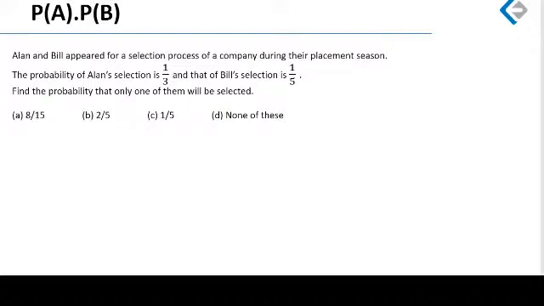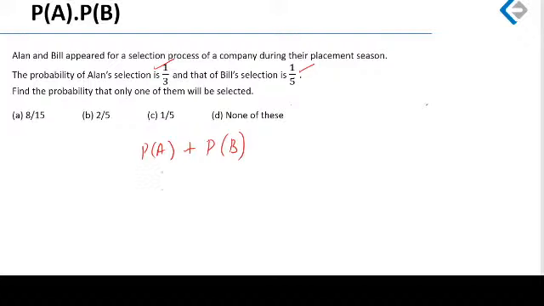See, Alan, what is the chance of Alan getting selected? 1 by 3, about 33%. What is the chance of Bill getting selected? About 20%. Find the probability that one of them will be selected. All right, one of them will be selected: probability of Alan getting selected or probability of Bill getting selected.